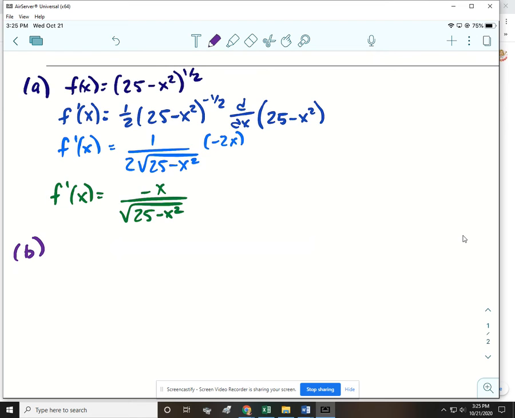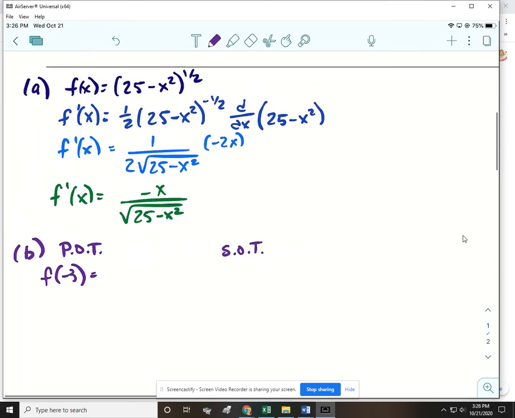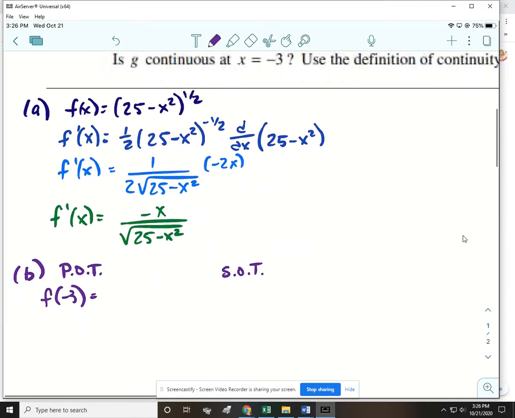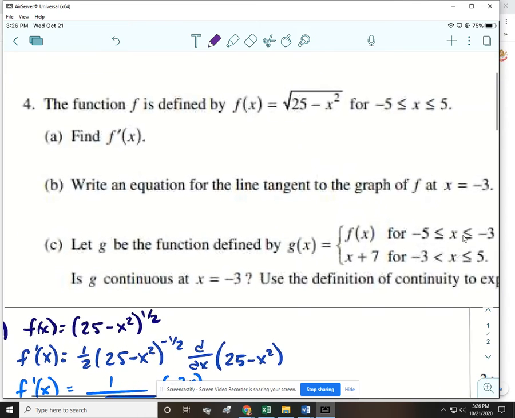All right, the B part is the tangent line. This is tangent to the graph at x equals -3. So again, we need 2 things: point of tangency and slope of the tangent. Point of tangency is going to come from the function. We go to the original function and we plug in -3 for x. There we go.